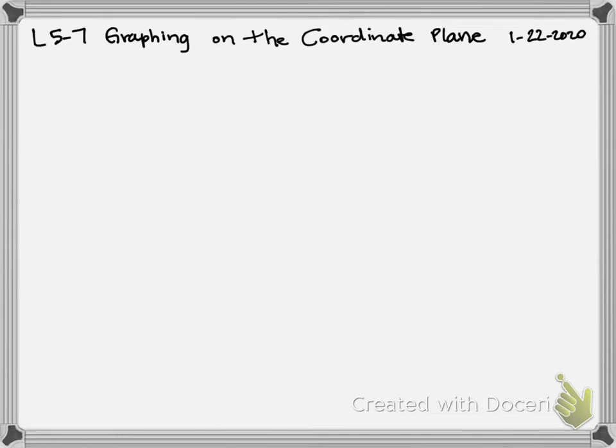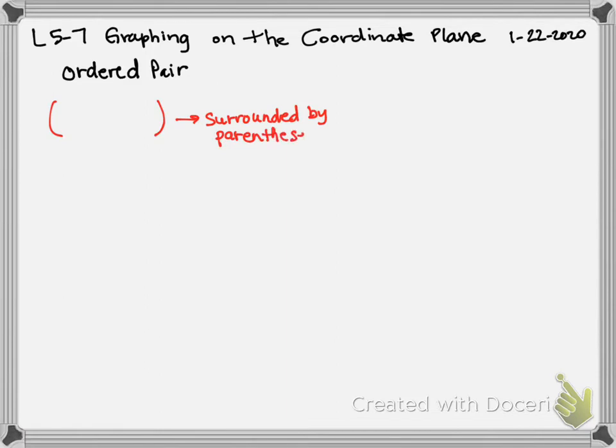So let's refresh our memory about ordered pairs. Remember that some of you got to do a Kahoot yesterday where they called it, what was it? Ordered couple or something like that? Ordered pair. Okay, so an ordered pair has some key components. Component 1, it must be surrounded by parentheses. If you don't have parentheses, then it's just two numbers separated by a comma. So make sure that you have the parentheses.